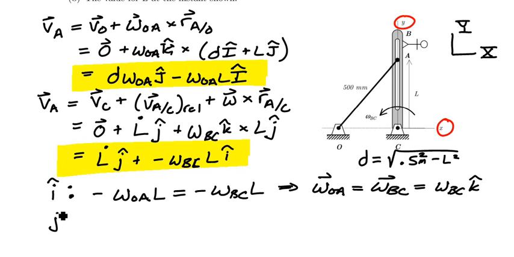If I look at the j components, I'm going to have D times omega OA is equal to L dot. And so that'll give me a numerical value for L dot, the other quantity I'm asked to find. Alright, from here on out, it's just straightforward plug and chug. You can plug in the numbers given in the problem and get an answer. I know you can do it. Best of luck.